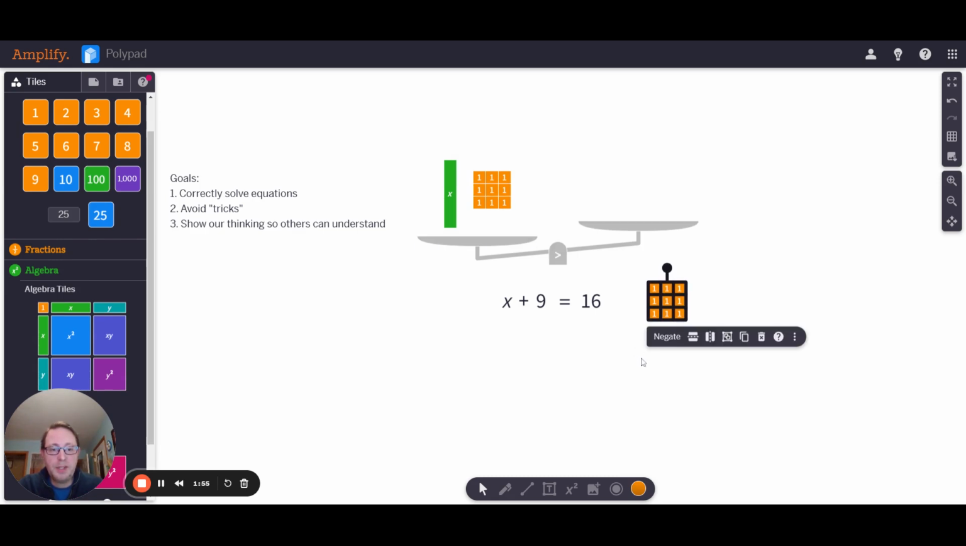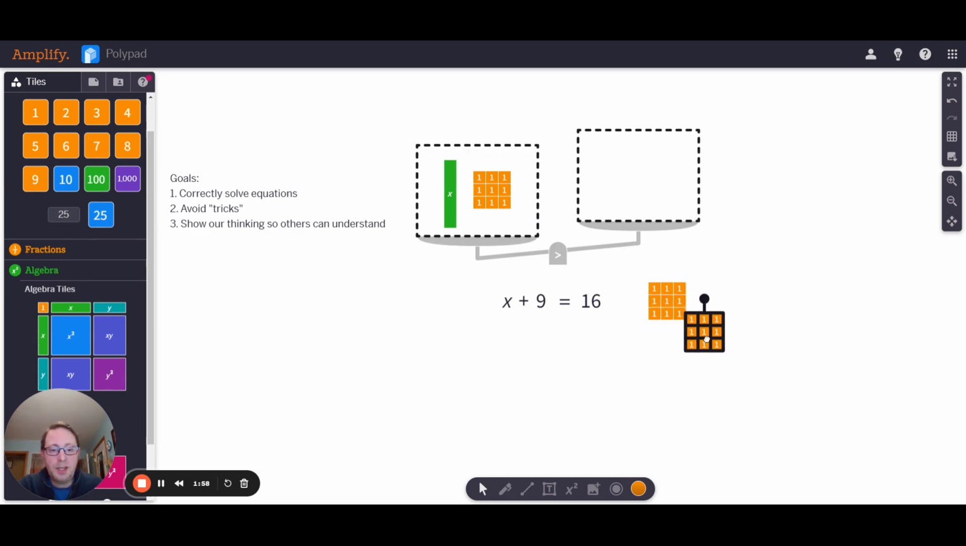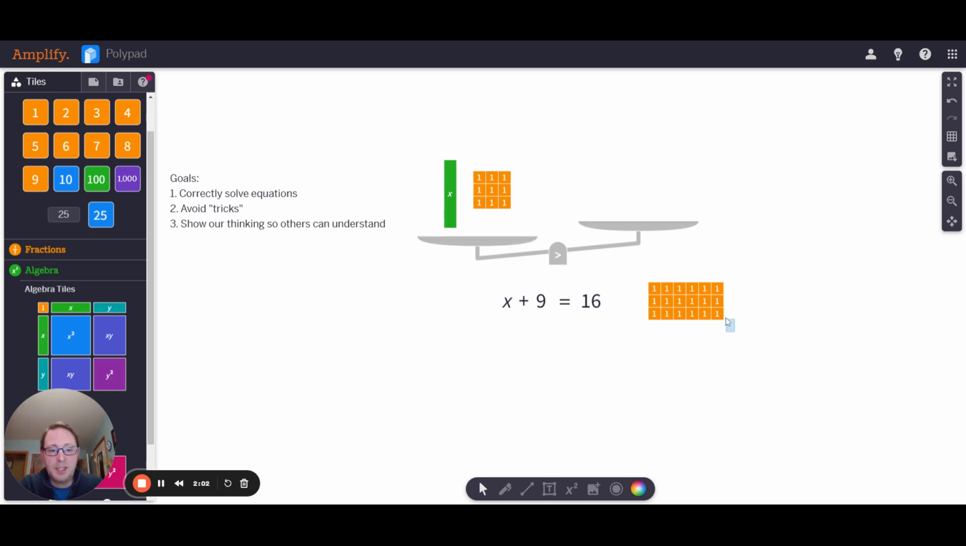So just to model this, I know that 9 times 2 is 18. What I really want is 16. So I'm going to take 2 away from there. Okay, so I have 16. Let me count it up real quick. I've got 3 groups of 5. I see 15 plus 1. Great.